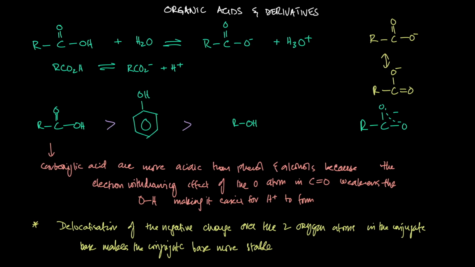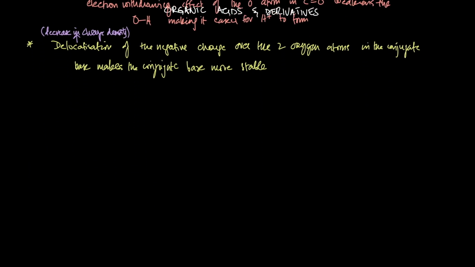So in other words, if it makes the conjugate base more stable, it makes it less reactive towards H plus and favors ionization. Okay. And again, delocalization means that there is a decrease in charge density. Delocalization implies a decrease in charge density.